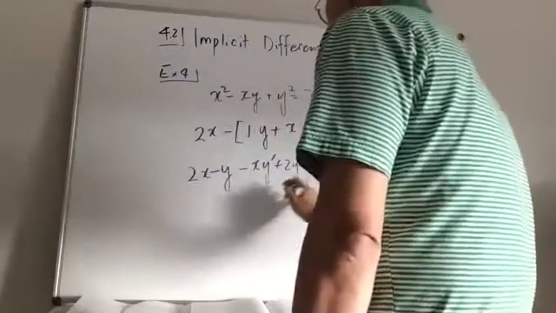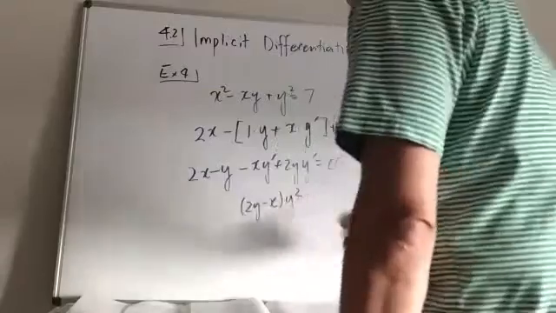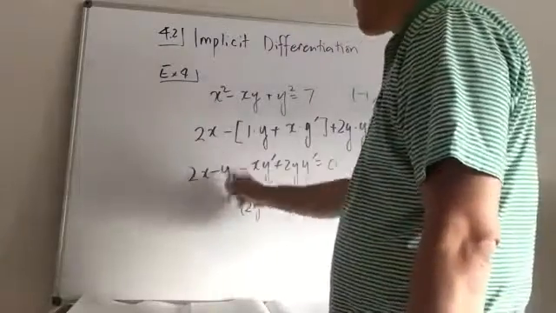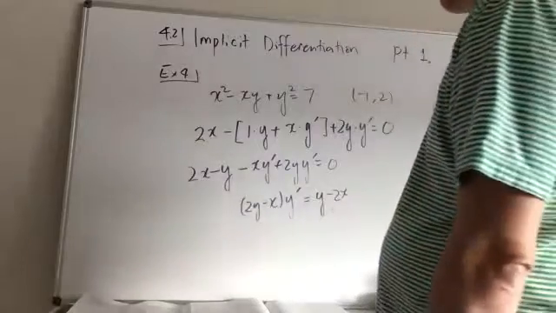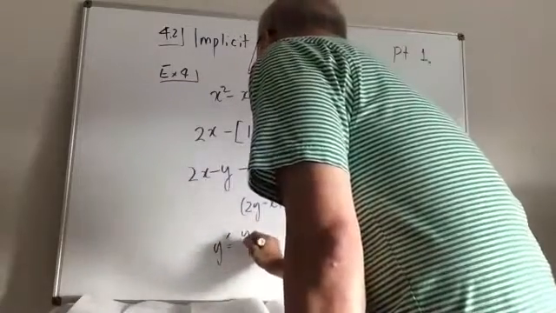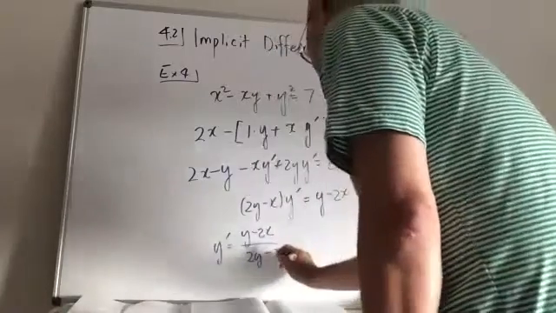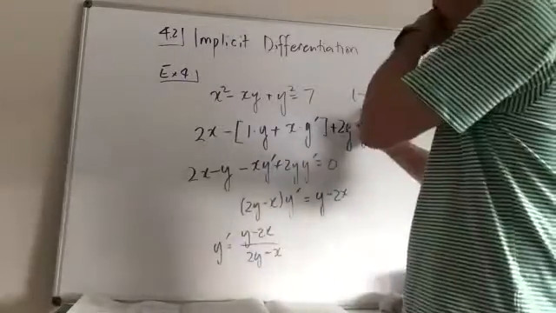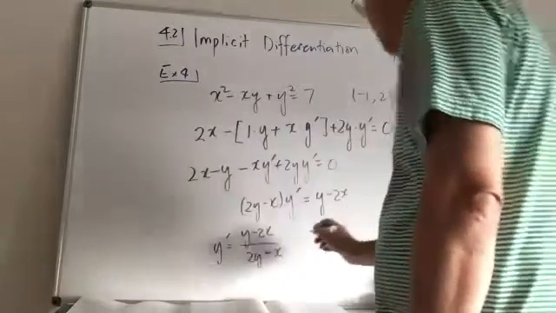So if I collect the y primes together, I get (2y minus x) y prime, not y squared, but y prime. Right? Now I'm going to move this guy over here, so it's going to be y minus 2x. So I'm going to end up with y prime is equal to (y minus 2x) over (2y minus x), if I divide both sides over. So if I evaluate that when x is equal to -1 and y is equal to 2, I'm going to get what?